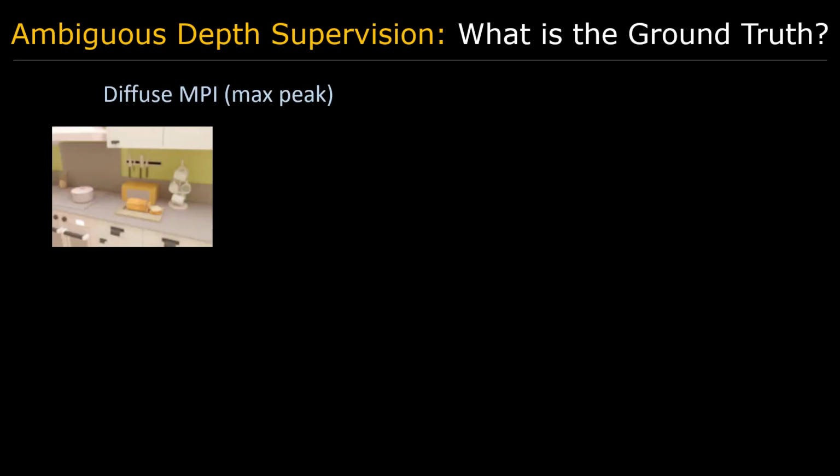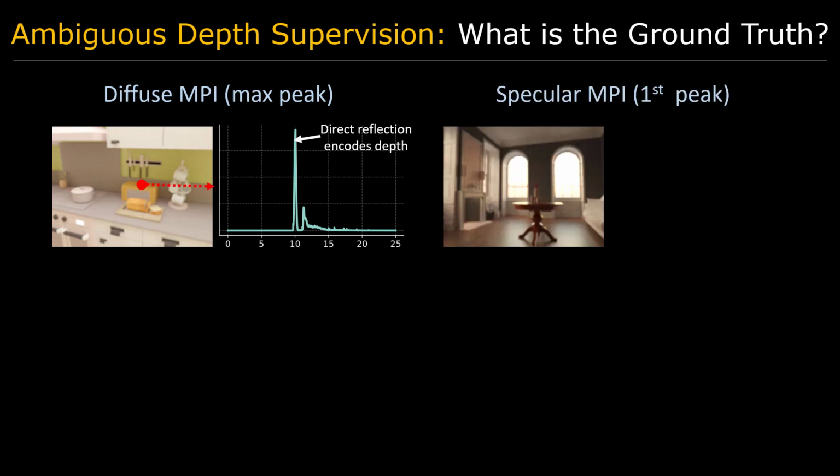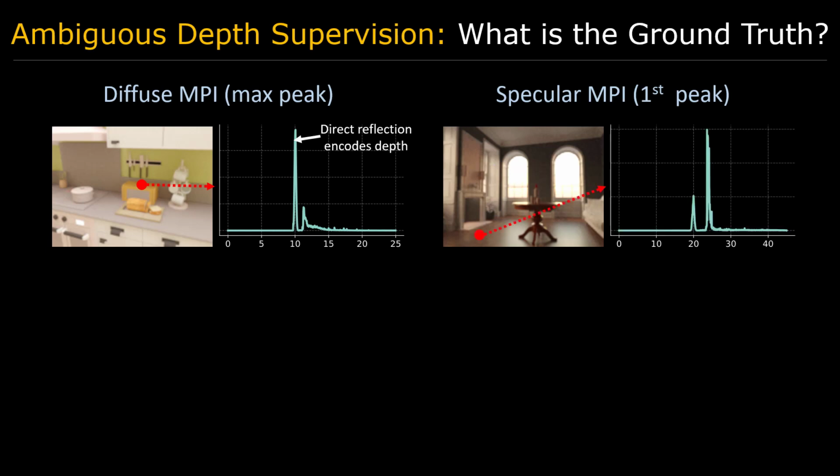However, it is sometimes challenging to provide the correct depth supervision because ToF data can encode depths differently depending on the scenario. For instance, in a scene with diffuse MPI, the correct depth is encoded on the maximum peak of the transient pixel. But in the presence of semi-specular surfaces, like the glossy floor in this scene, the correct depth is encoded on the first peak, which is not always the maximum peak.